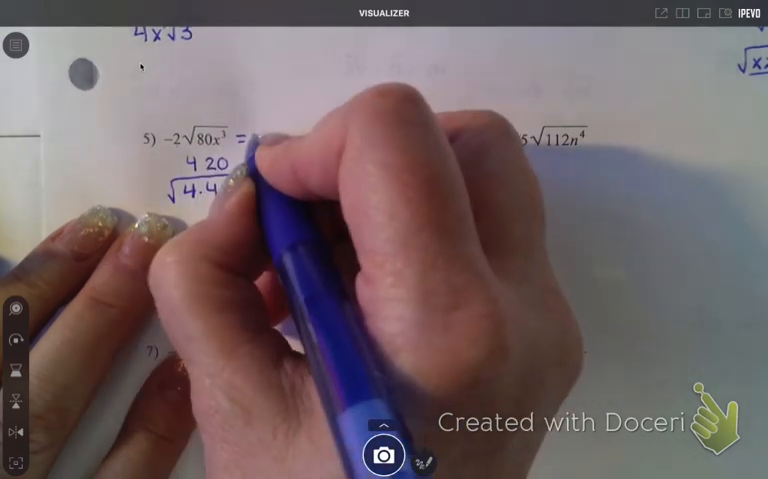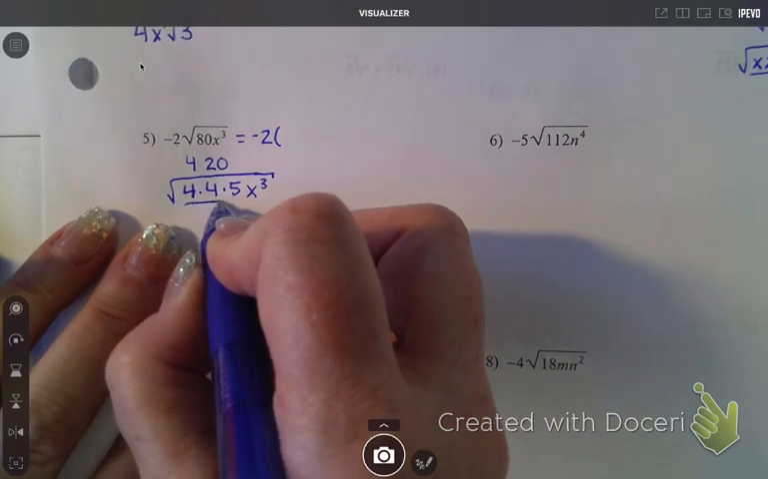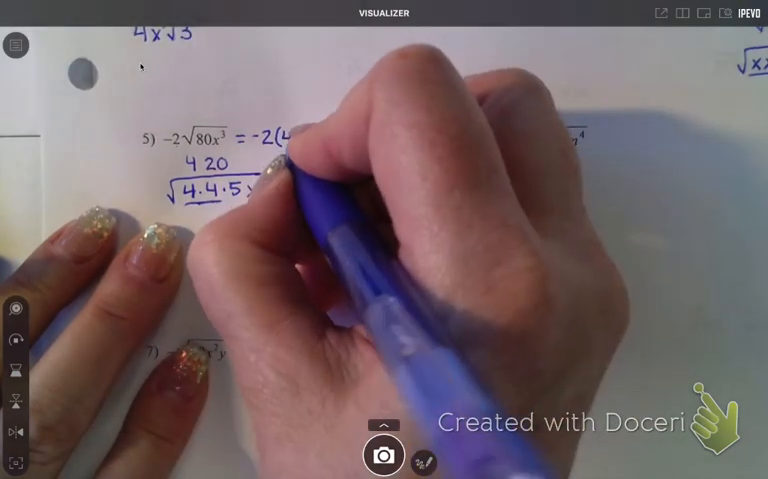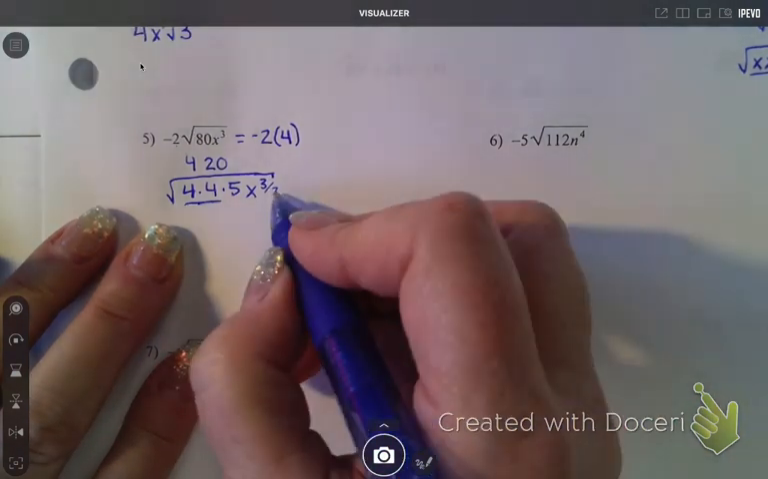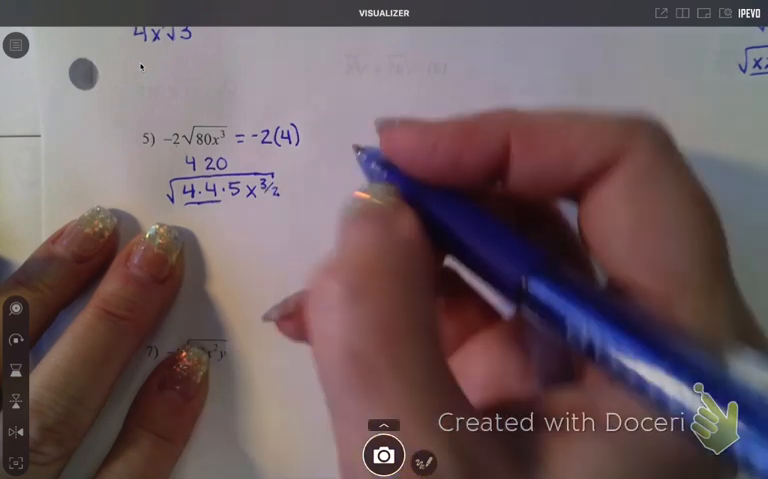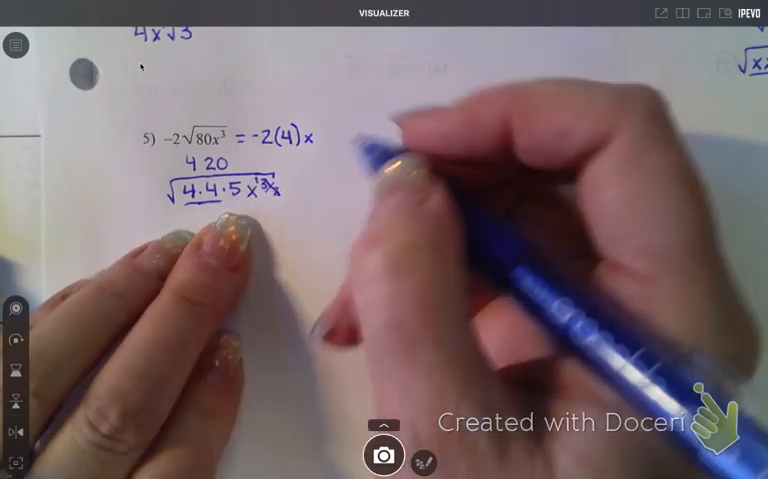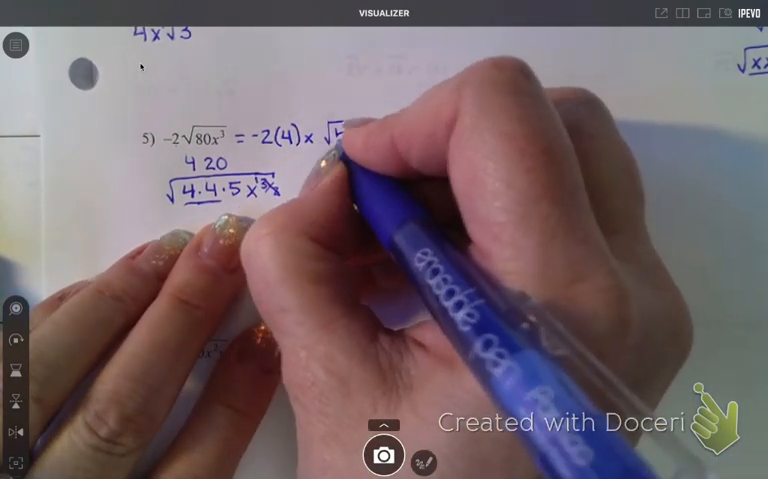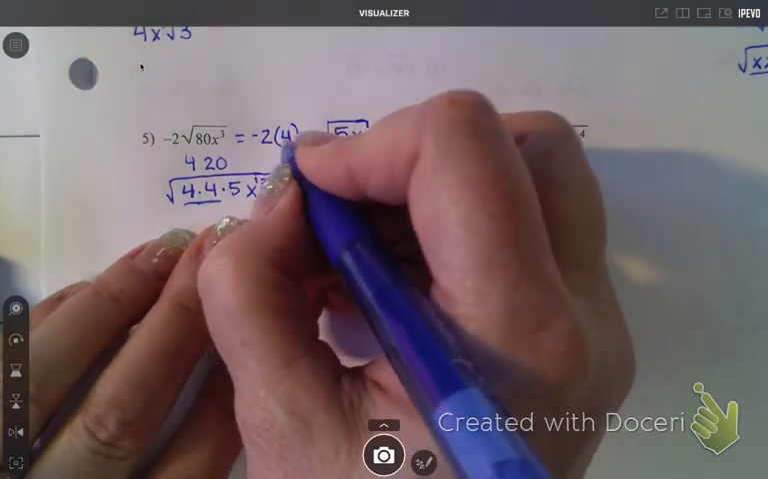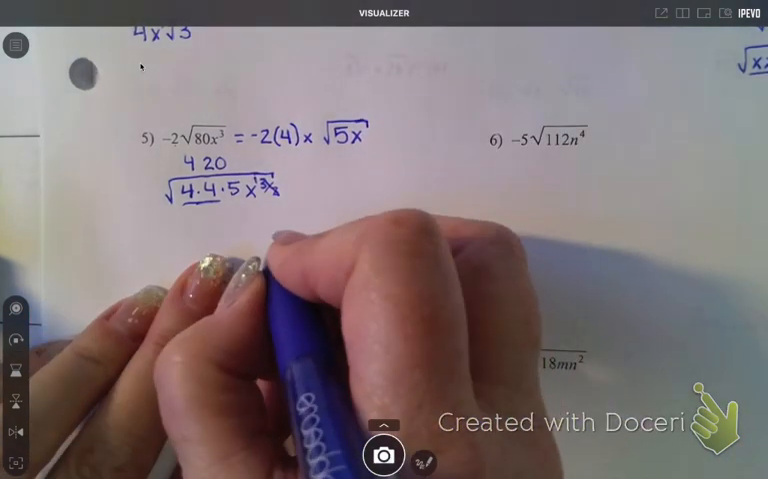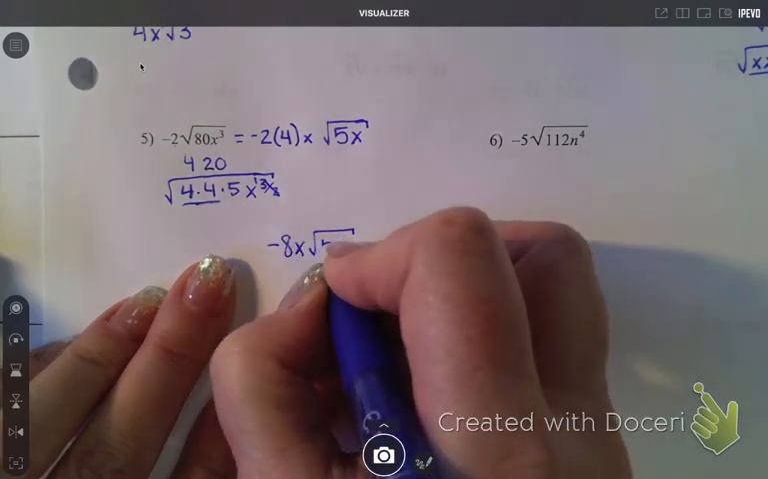So I'm going to have negative 2 times what? What could I bring out? 4. I can bring out a 4. And then I divide the 3 by 2. How many times does 2 go into 3? Once, with how much left over? 1. So we're going to have 5x left in, right? Because I had 1 left over. And negative 2 times 4 is? Negative 8x. So negative 8x, square root of 5x.